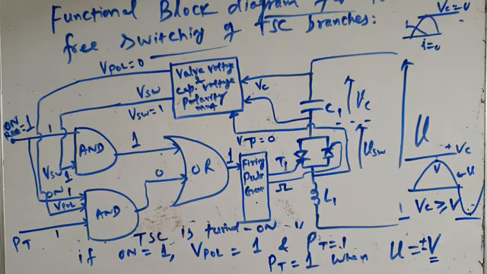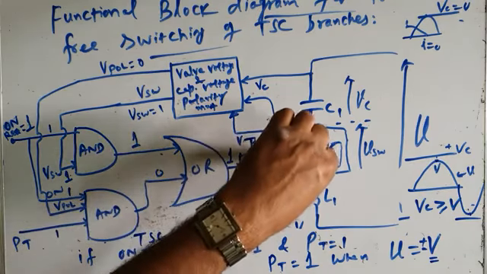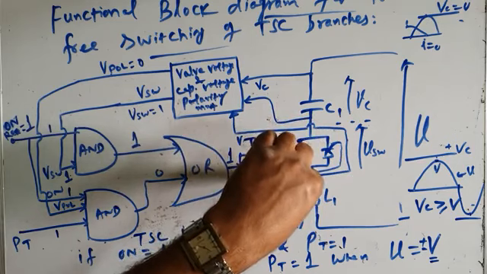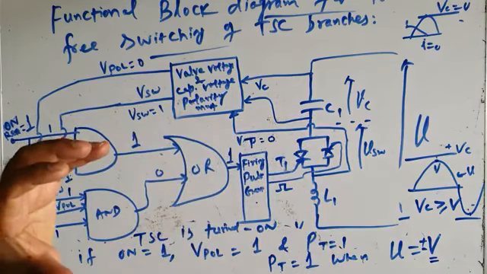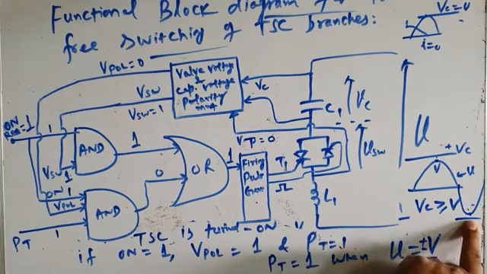And if by mistake your controller issues firing pulses to the thyristor switches, a large transient current will flow, because the capacitor voltage is at positive peak and you are firing the TSC at the negative peak of the applied voltage.